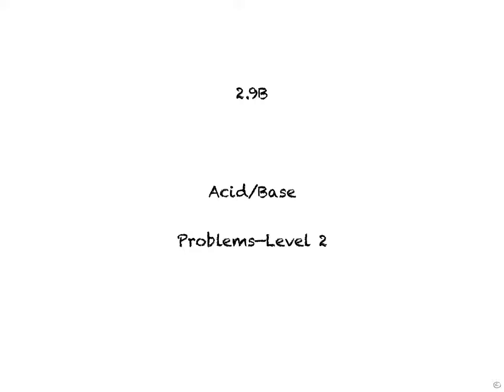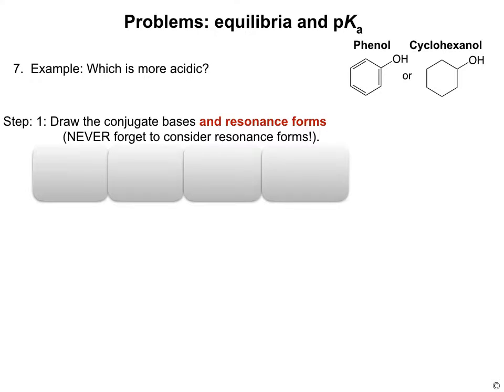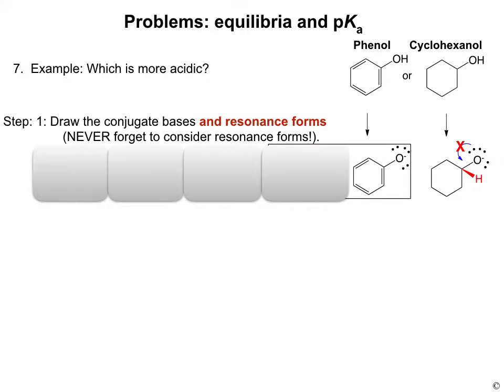As well. So these are level 2 problems. Which is more acidic? We have phenol and cyclohexanol. What you should do is draw the conjugate bases of both of these so that we can look at what the structures are and what might be stabilizing them. So we don't forget to draw conjugate bases. We also don't forget to draw resonance forms.